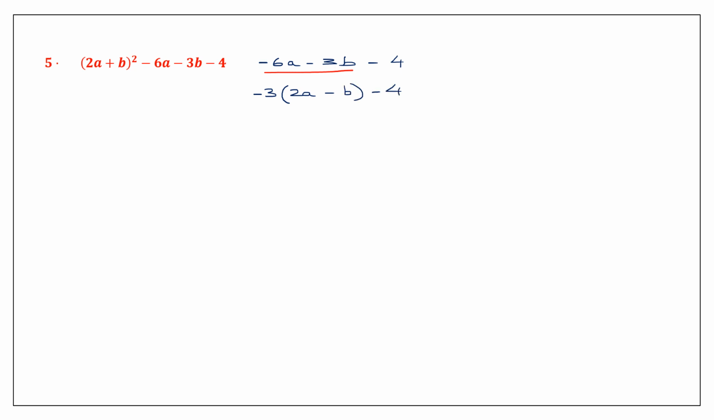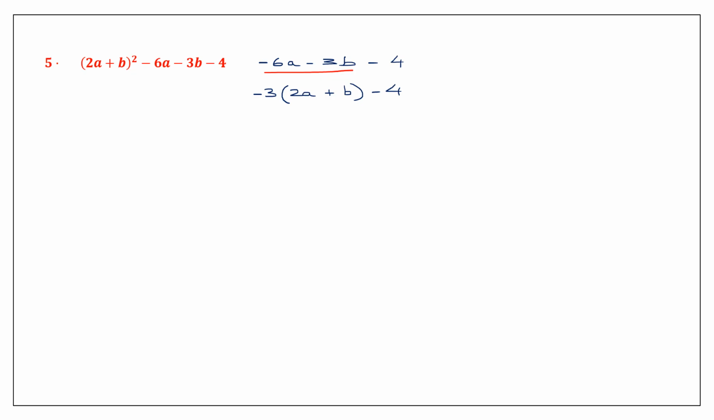So now can you see here we have minus 3 into 2a will give us minus 6a, minus 3 into plus b will only give us minus 3b. So this is plus b. So this becomes plus. So can you see here we have 2a plus b, and here also we managed to get 2a plus b. So now I'm going to rewrite this into this expression here.